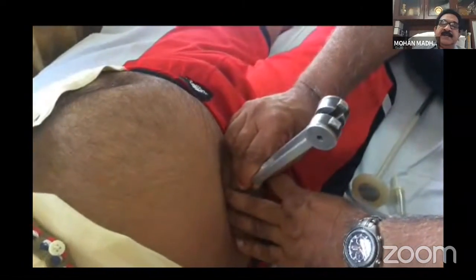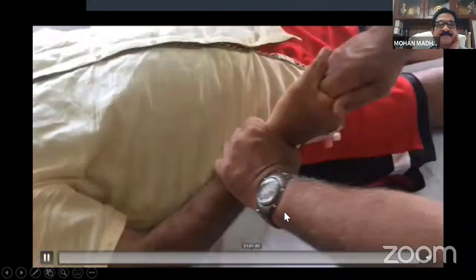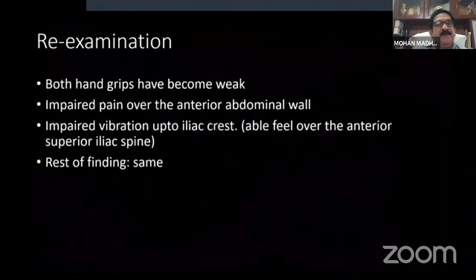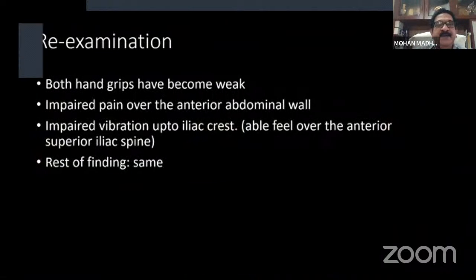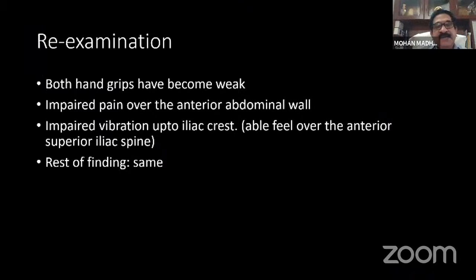Vibration is now appreciated up to the anterior iliac spine. Anterior spine is able to appreciate, but not in the knee. Both hand grips become weak. Second examination: impaired pain over the anterior abdominal wall. Impaired vibration up to iliac crest. The rest of the findings remain the same.